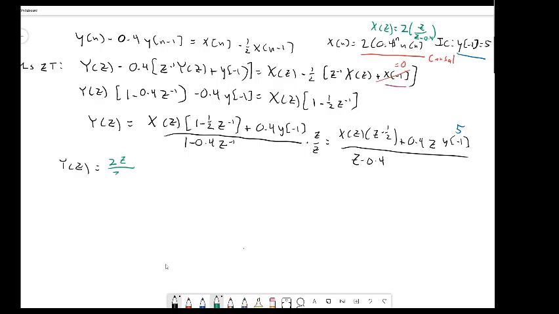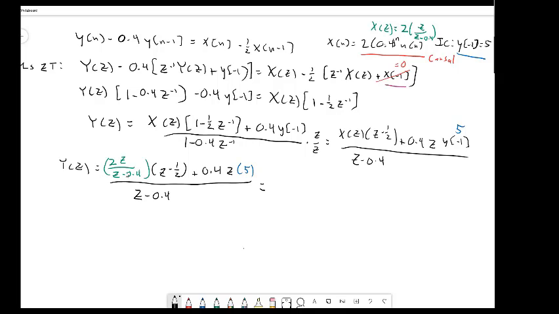2z over z minus 0.4 for our x of z times z minus 1/2 in the numerator, plus 0.4 z times our 5 from the initial condition, all divided by z minus 0.4. And we get to simplifying.